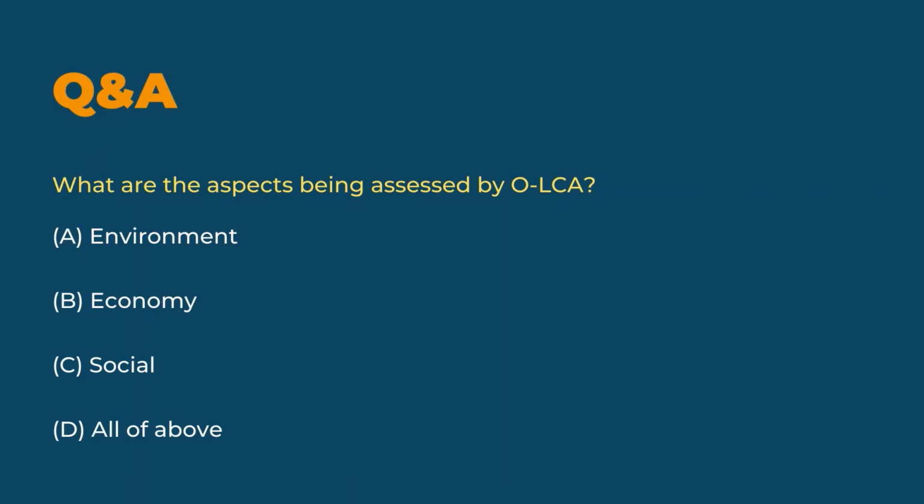Now we come to our last question of part 1. What are the aspects being assessed by O-LCA? A. Environment. B. Economy. C. Social. D. All of the above. The answer is D. All of the above.